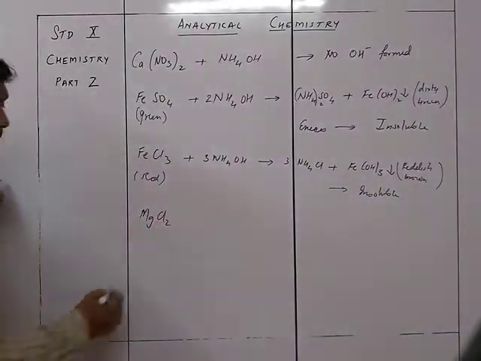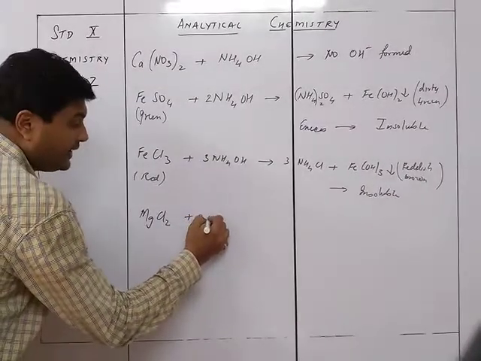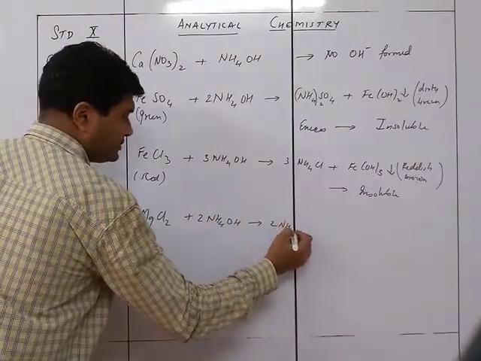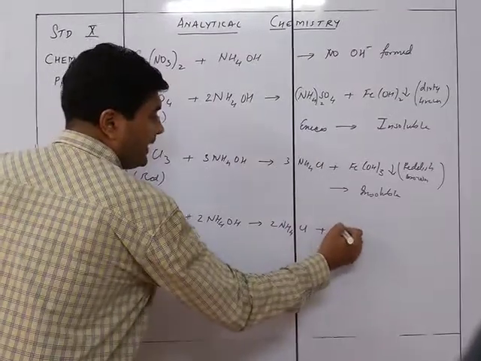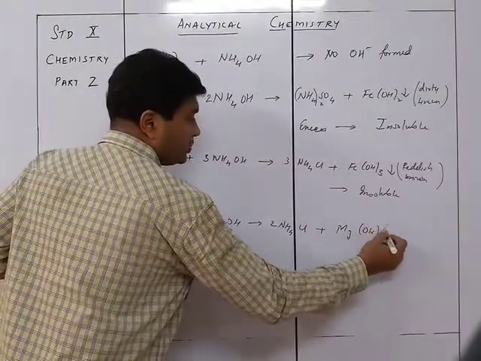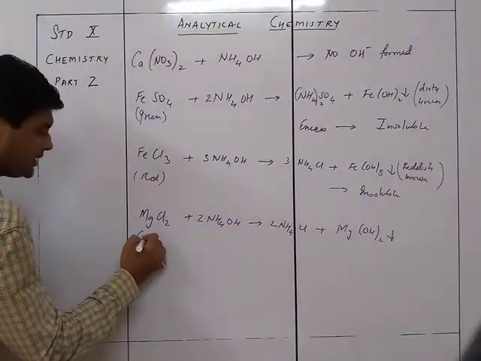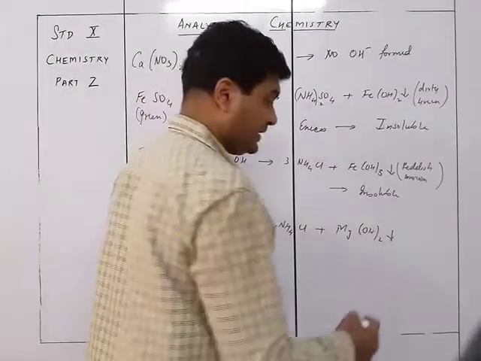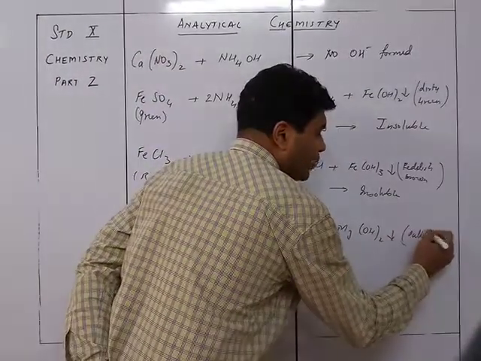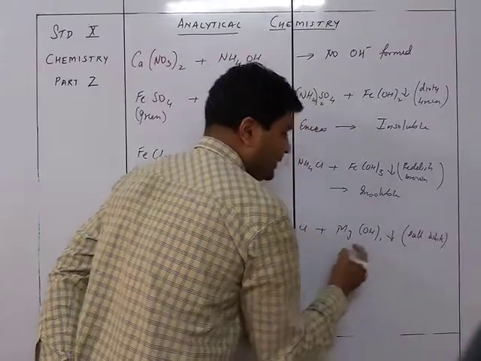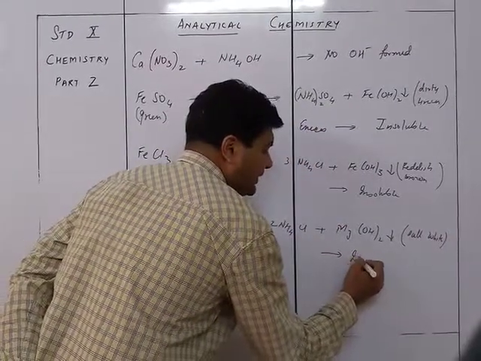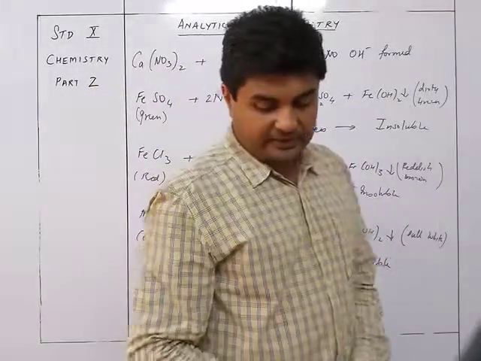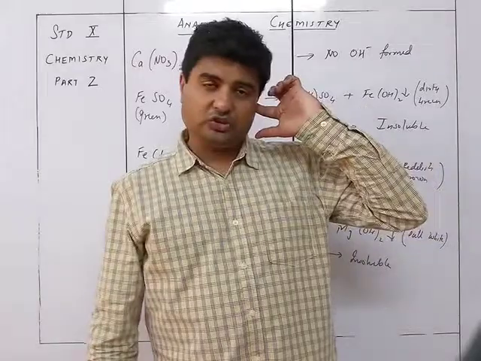We see next one is magnesium, that is MgCl2. So MgCl2, when I react it with 2 NH4OH, is going to give me 2 NH4Cl and Mg(OH)2. So this again is a precipitate. Now this originally was white in color, so it also gives me a dull white color precipitate, which is again insoluble in excess of the same salt. So you will see that magnesium is also insoluble in excess.